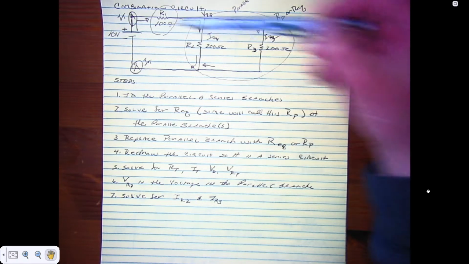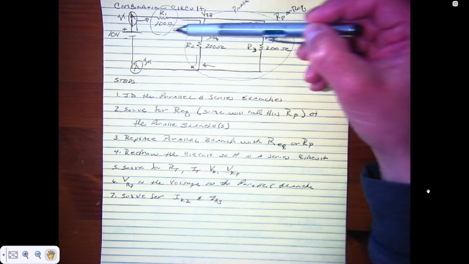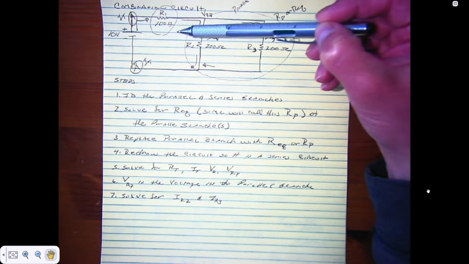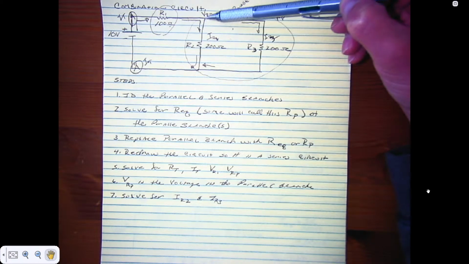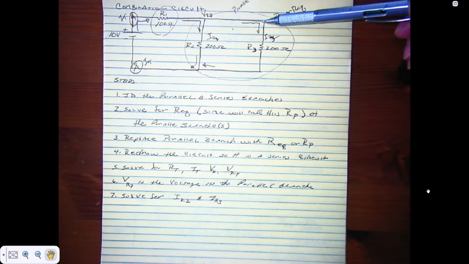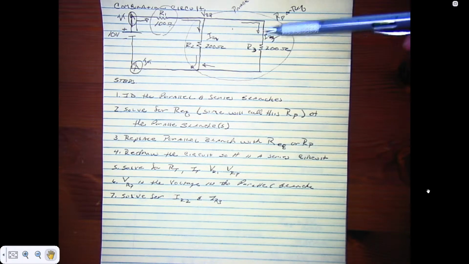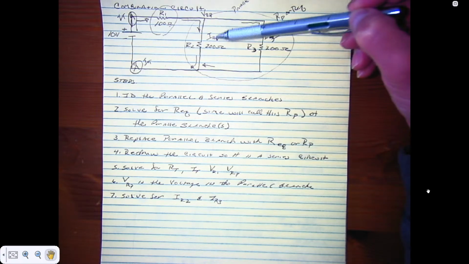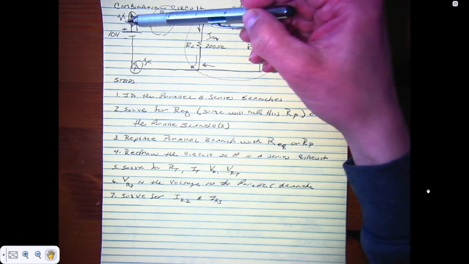Once we have that, now we have a standard series circuit, and we can solve for anything we want: R total, I total, VR1, VRP. We really want to have VRP. VRP is going to be the voltage at this point right here, which is the voltage over here. So that's going to be our branch voltages. Once we have all that, we can actually find IR2 and IR3. Once we know IR2 and IR3, we can add these two together and we can find I total.